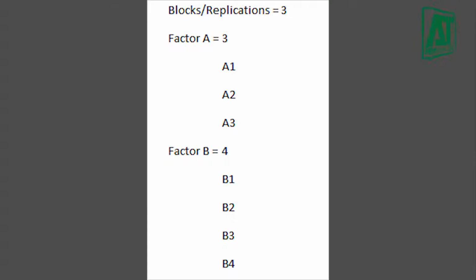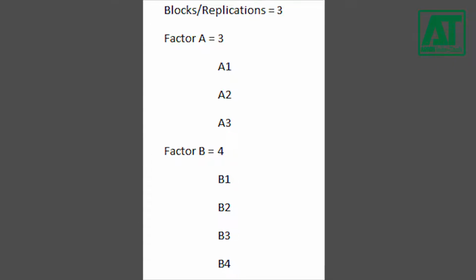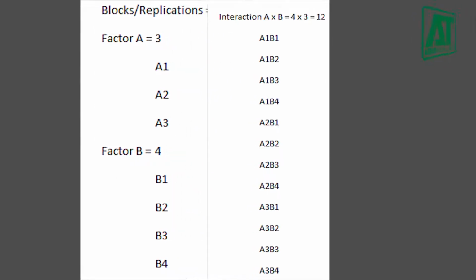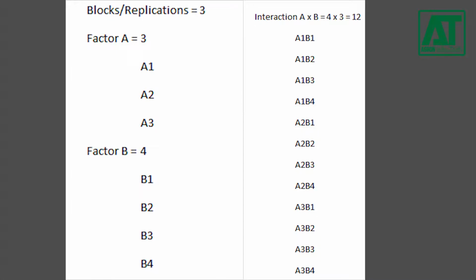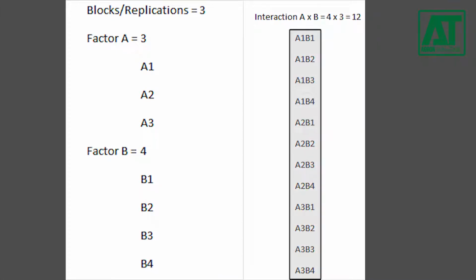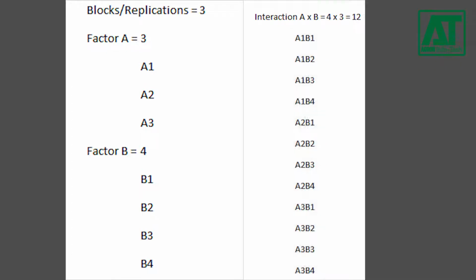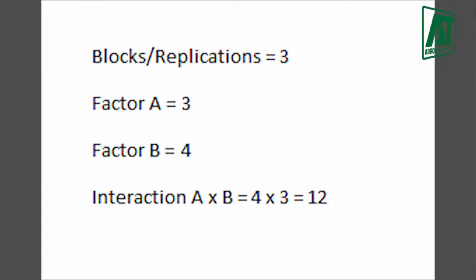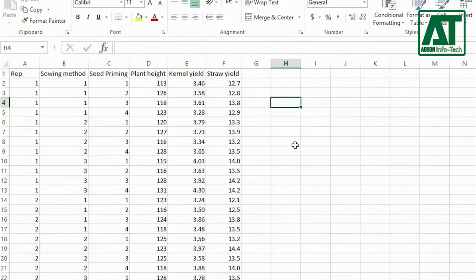For example, if an experiment consists of two factors, one factor represents sowing methods and comprises 3 levels. The second factor is seed priming comprising 4 levels. Then the combination of factor levels will be like this. Randomization is also carried out in the combination of factor levels using a random table. The sources of variation for two-factor factorial design will be block or replications, factor A or sowing methods, factor B or seed priming, and interaction of factor A with factor B. So let's get started with this example.